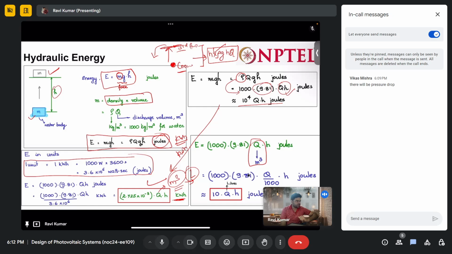There will be a pressure drop. Yes, Vikas, right. In the pipe one, yes, it will be. Okay, let's go next.